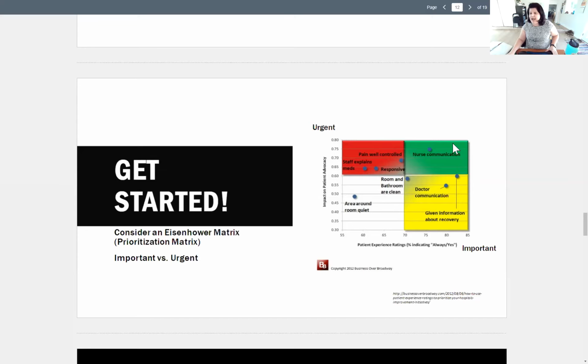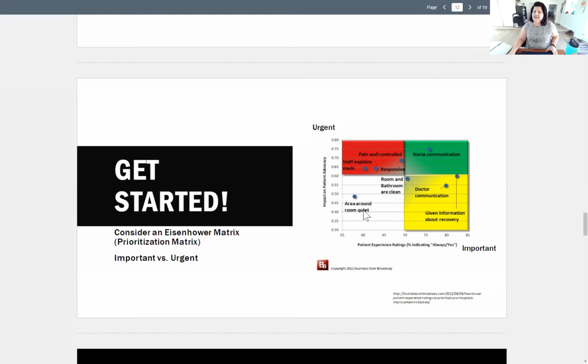So this was absolutely the most important, because these are high urgency, high importance: high patient experience ratings, high loyalty activities. So this is what we react to the most. They want to do really well with nurse communication. Then they want to do this next, then this third, right?